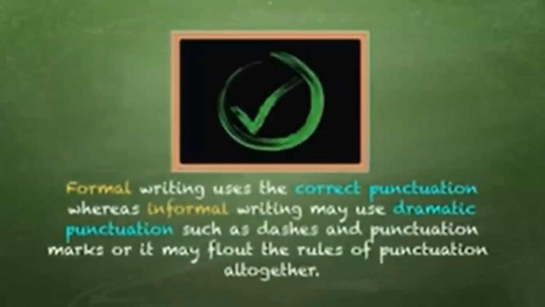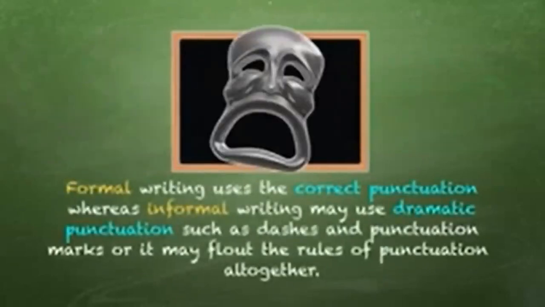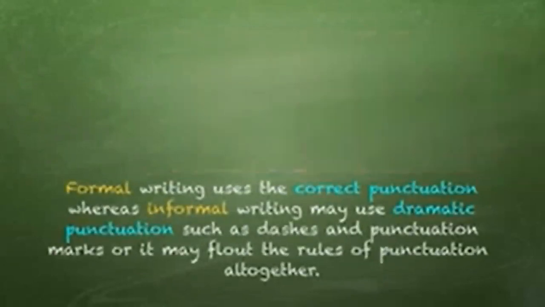Formal writing uses the correct punctuation, whereas informal writing may use dramatic punctuation, such as dashes and punctuation marks, or it may flout the rules of punctuation altogether. Let's look at an example. First, a formal article.